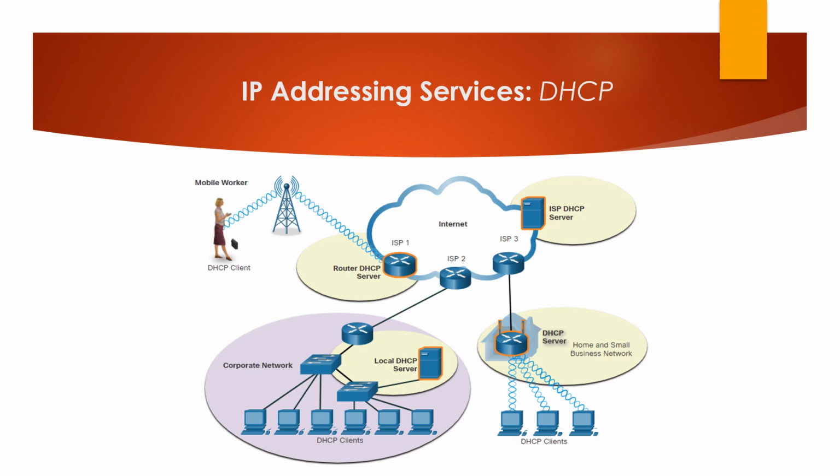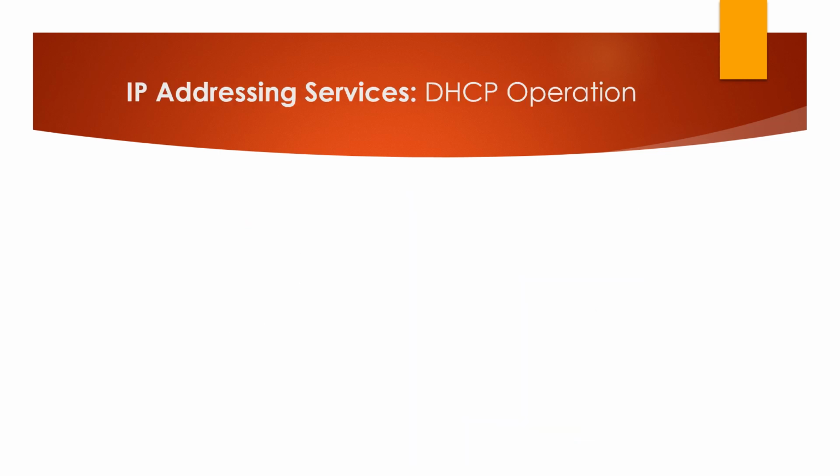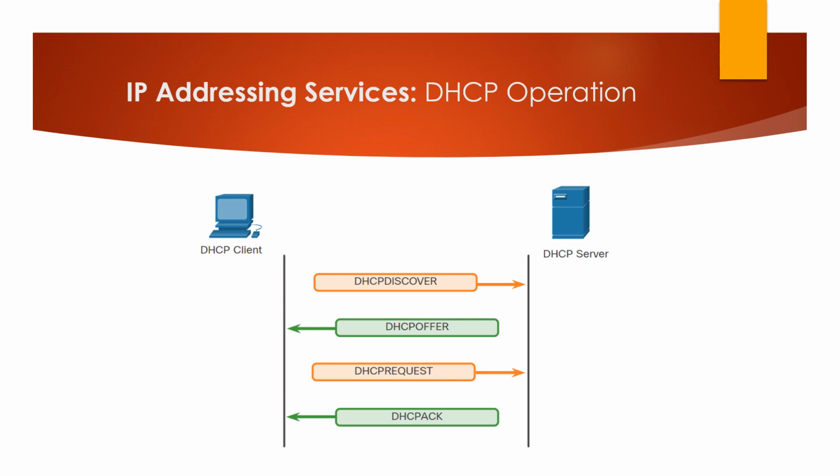And the DHCP protocol goes through some operations. As it is shown here in the figure, when an IPv4 DHCP configured device boots up or connects to the network, the client broadcasts a DHCP discover message to identify any available DHCP server on the network.